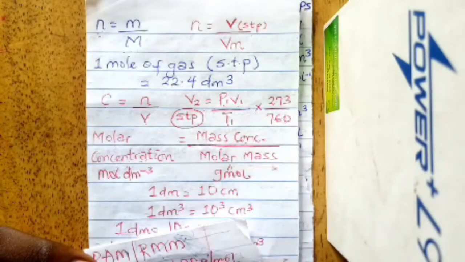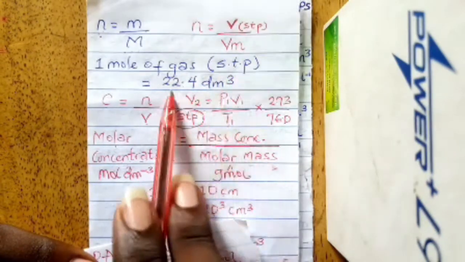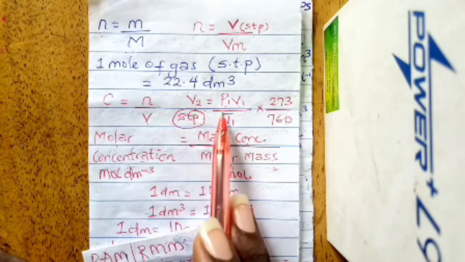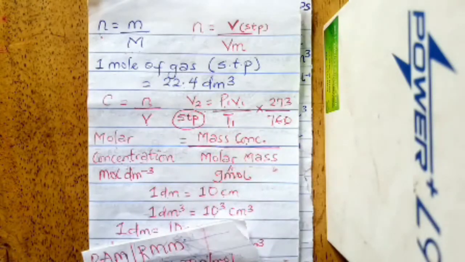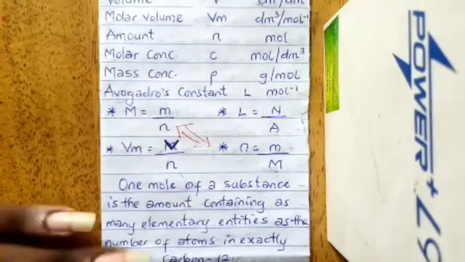Now because I've told us that 1 mole of a gas at standard temperature and pressure is this. So if you are given a gas which is not at STP, but you want to find the mole of the gas at STP, you have to convert the gas from its initial volume, pressure and temperature to the standard temperature and pressure. So we'll be looking at 1 mole.